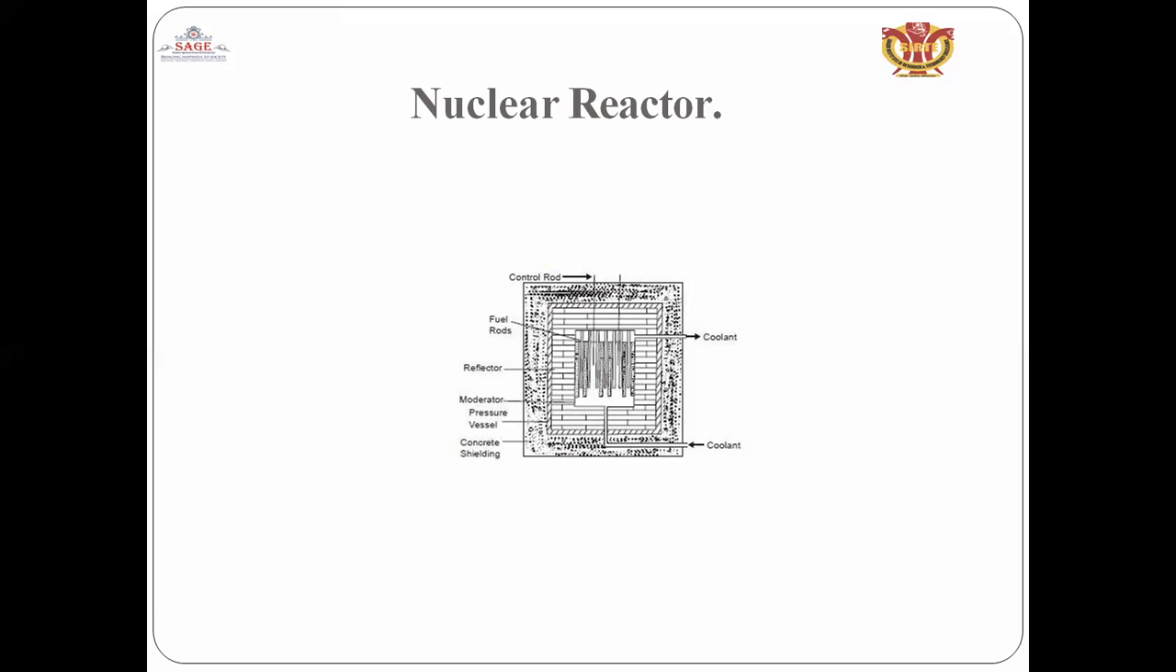Pressure vessel. This is the creating of the pressure in the inside of the combustion chamber. Concrete shielding, where the alpha, beta, gamma rays are protected. Because these rays, if emitted in the atmosphere, are harmful for the human body.